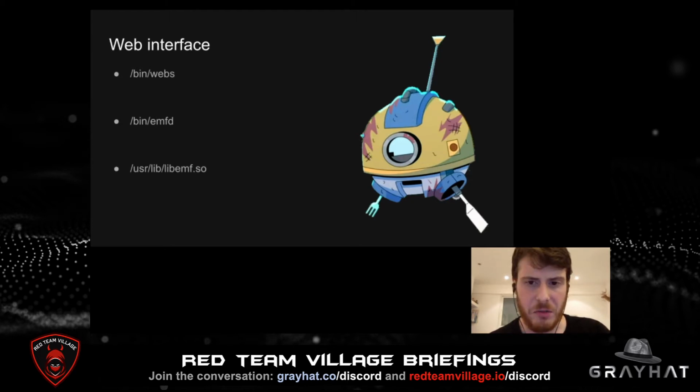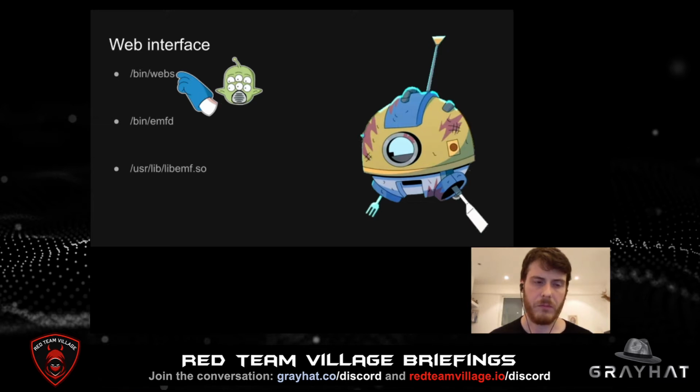/bin/emfd is an executable that contains the web server logic. It maps functions from the web pages to their own functions. It then implements web interface commands such as backup, network configuration, retrieving system information, and much more. And the last one is libemf.so. This library is used by emfd for web authentication, input validation, and some code execution. Please note that the Stack Overflow I just demonstrated was found on the /bin/webs binary.